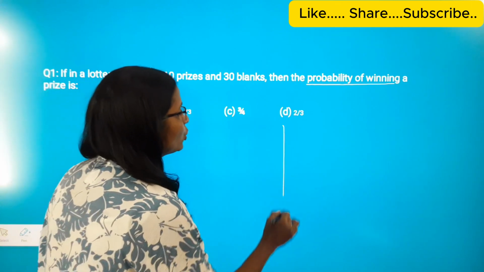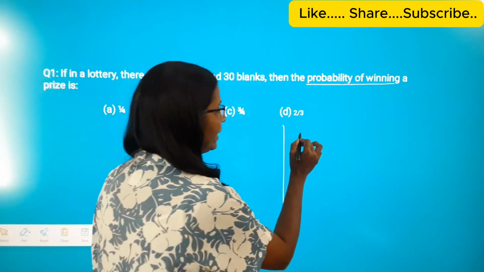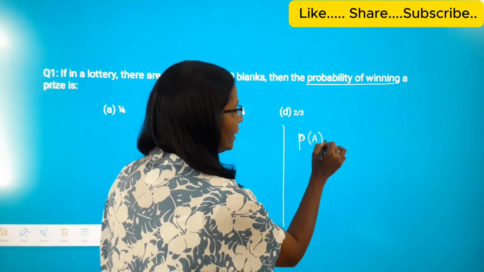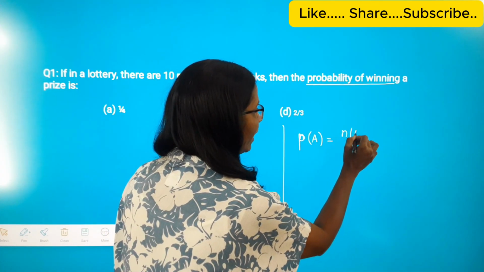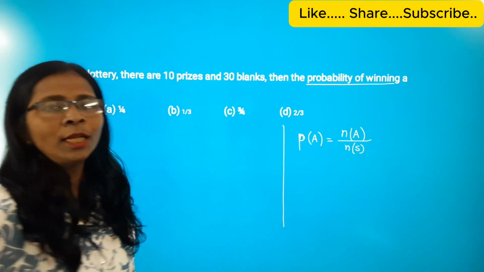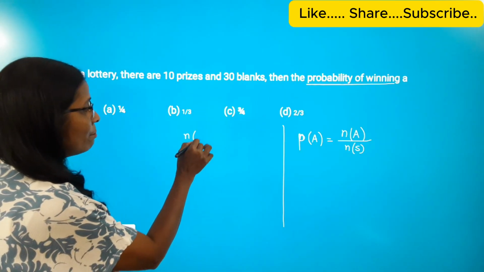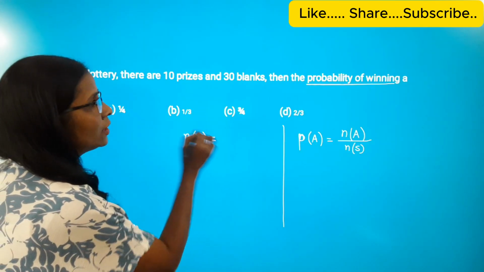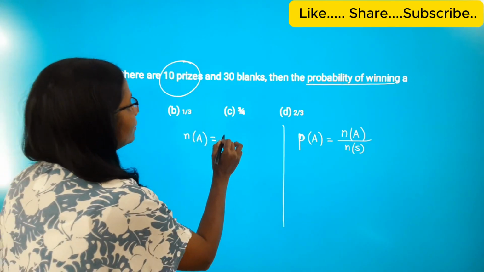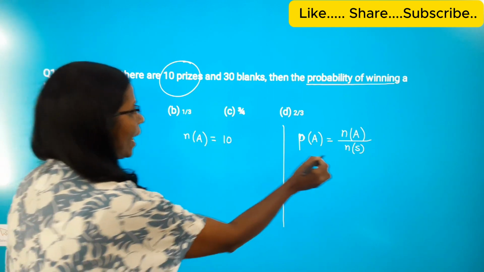So here see, we have to find out the probability of winning a prize. Suppose that event is A. So the formula for the probability of A will be, probability of A is equal to n of A upon n of S. Okay, so now what is the n of A here? n of A means the event for winning a prize. There are 10 prizes, so n of A is equal to 10, and the n of S.